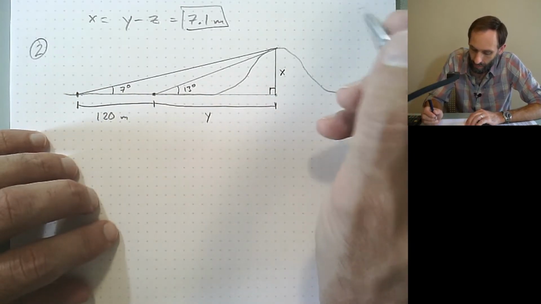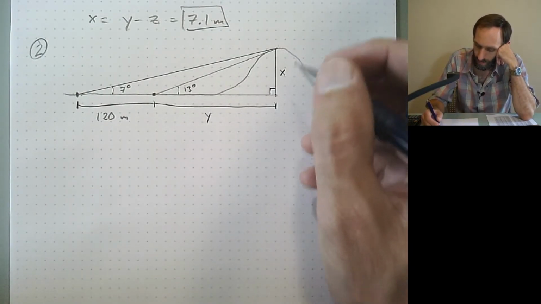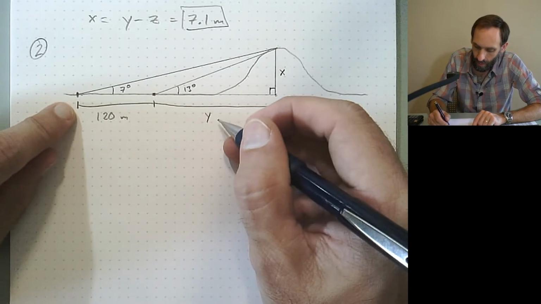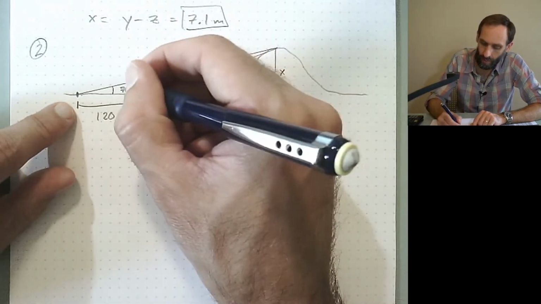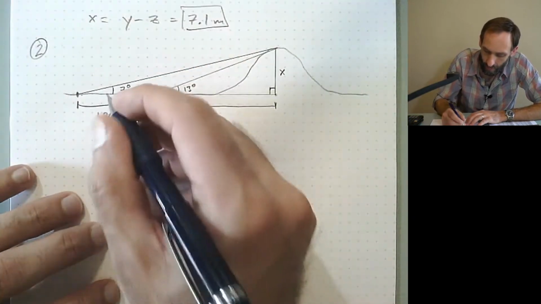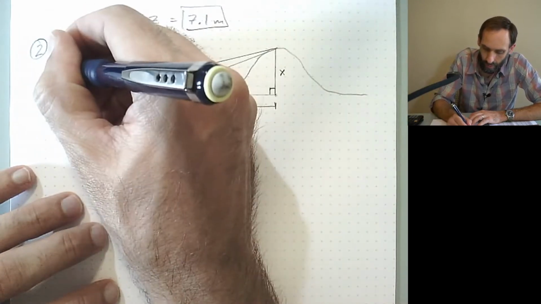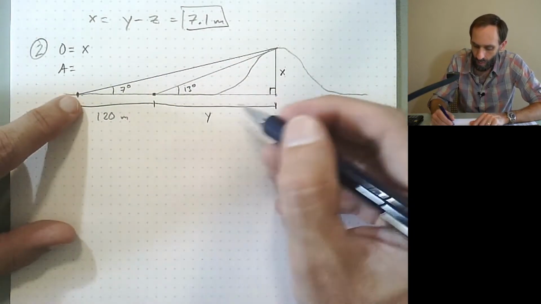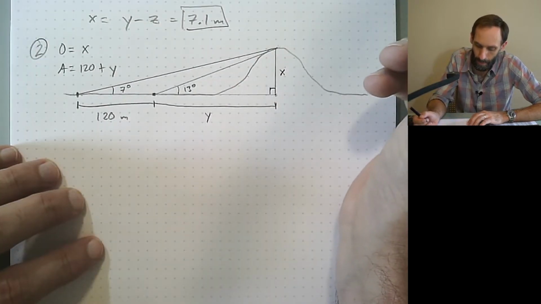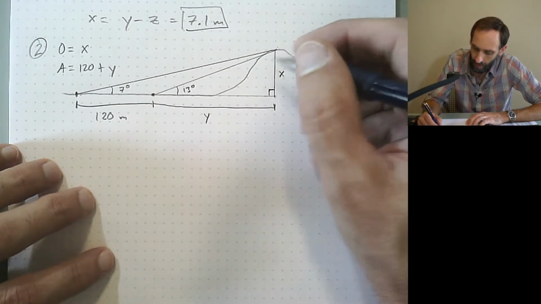And now if I look at this situation, I can see something I can do, because this whole distance here is 120 plus y. And so if we think about the 7-degree angle, from the perspective of the 7-degree angle, the opposite length is x, and the adjacent length is 120 plus y. The hypotenuse I don't care about, so I know I'm going to be using the tangent here. Now let's look at this smaller triangle.